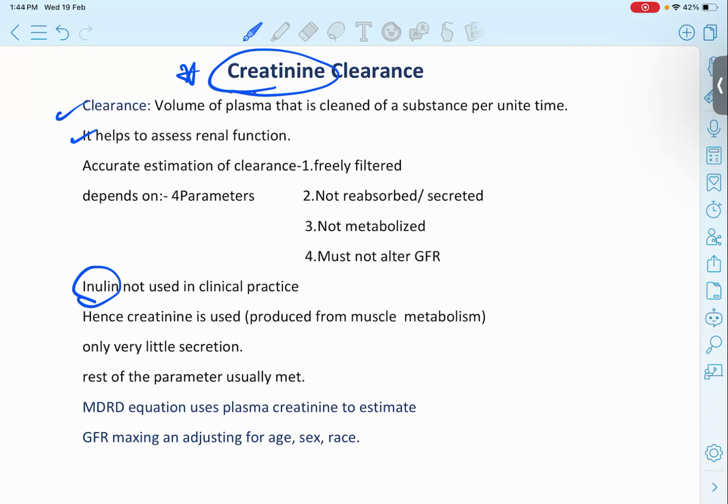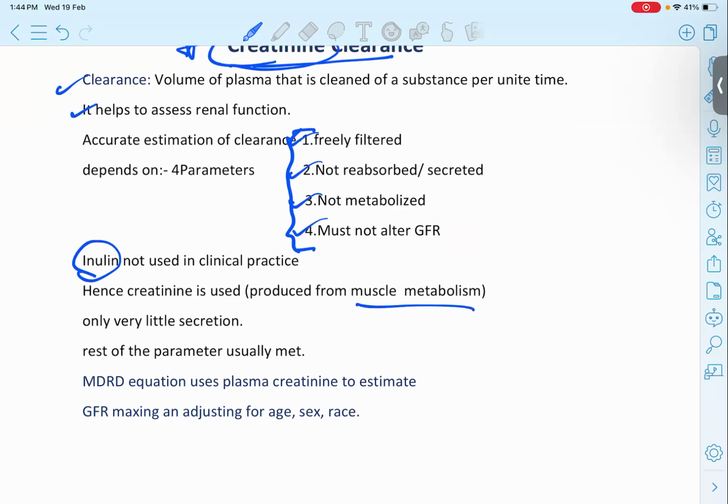Why are we using creatinine? This is one question. Another question is, to use a substance for clearance, this substance has to pass these 4 criteria. What are the 4 criteria? The substance has to be freely filtered, cannot be reabsorbed or secreted, cannot be metabolized, and must not alter GFR. Creatinine is produced from muscle metabolism, and only a very little amount is secreted, but the rest of the parameters are usually met. This is why we use creatinine in clearance.